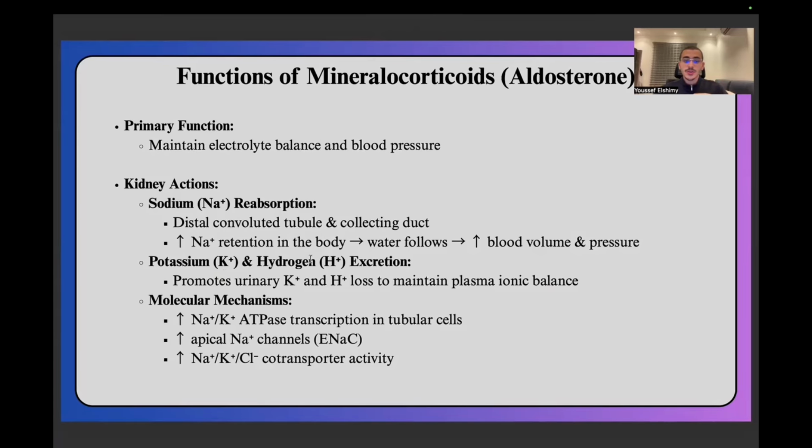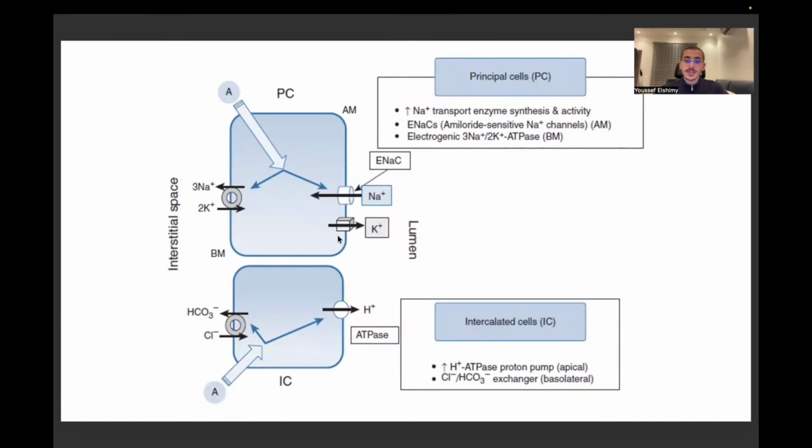Regarding the potassium and the hydrogen, they would be excreted, and there are some molecular mechanisms. Basically, aldosterone increases the sodium potassium ATPase pump in the tubular cells, as well as the apical sodium channels, as well as the sodium potassium chloride co-transporter activity. You can see the principal cells here. It increases the sodium channels for reabsorption, as well as the potassium channels for excretion. Also, it increases the sodium potassium pump for the gradient. For the intercalated cells, it increases the hydrogen ATPase activity to excrete hydrogen.